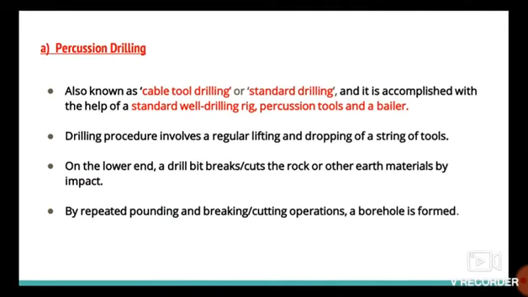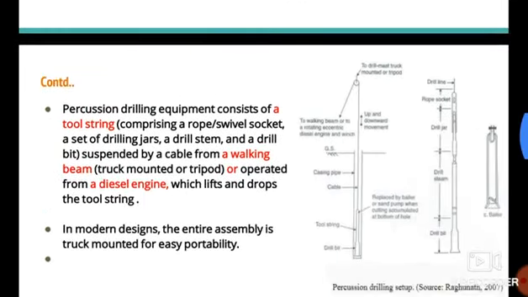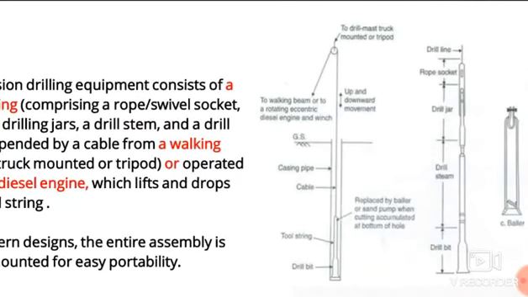First one is percussion drilling. Percussion drilling is otherwise known as cable tool drilling or standard drilling, and it consists of a standard well drilling rig, percussion tools, and a baler. We can see it with an example of a figure. Here also we have to assume that the well is dug up to the mid portion. So here there is a well which is made by using the same instrument.